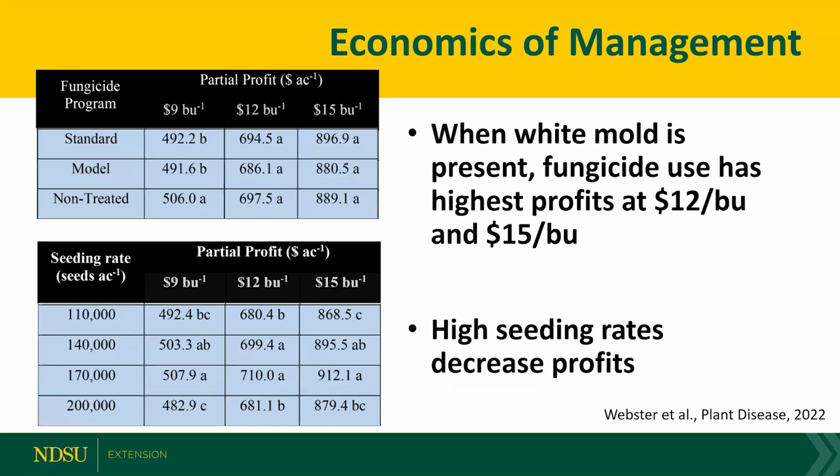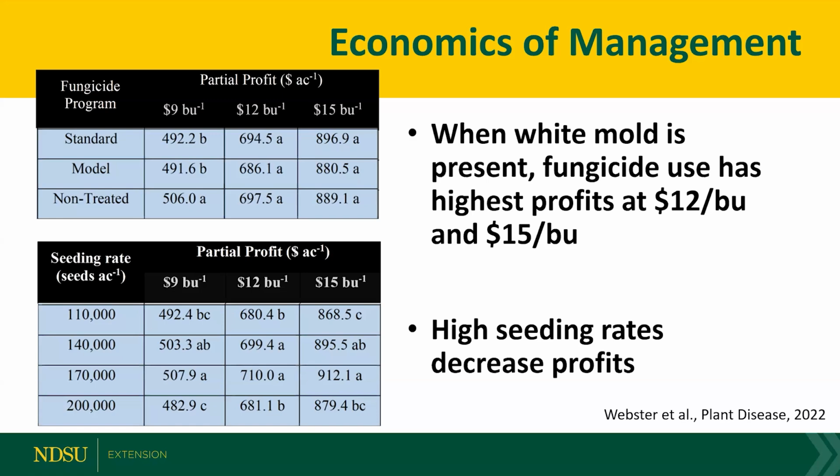Now, the next important part is the partial profit analysis, or the economics. So we accounted for the price of both the soybean seed at different seeding rates and the price of the fungicide programs that were applied. From that, we looked at it under 3 different price points of soybeans. Right now, we're sitting at a little over $10 a bushel. We looked at $9, $12, and $15 per bushel to see how feasible some of these management practices are.